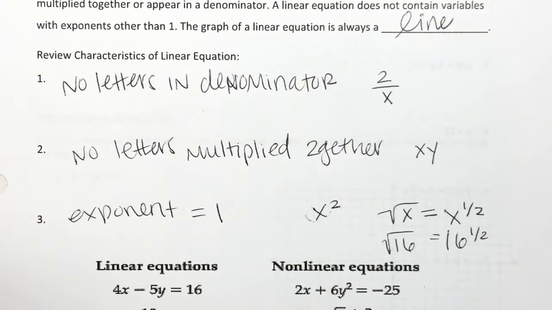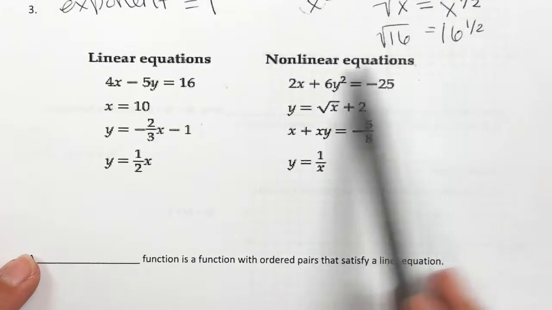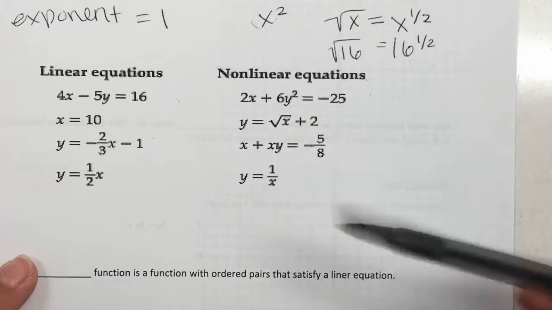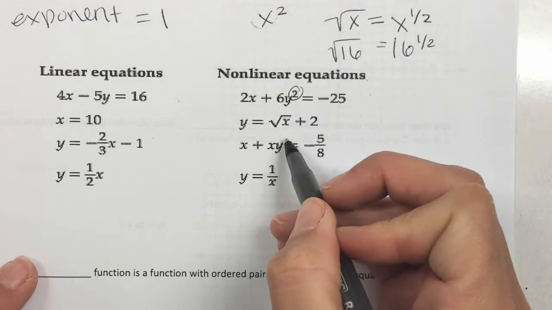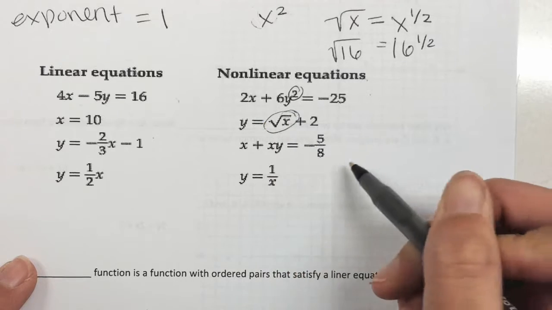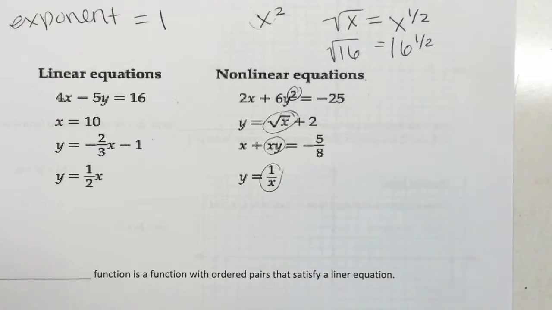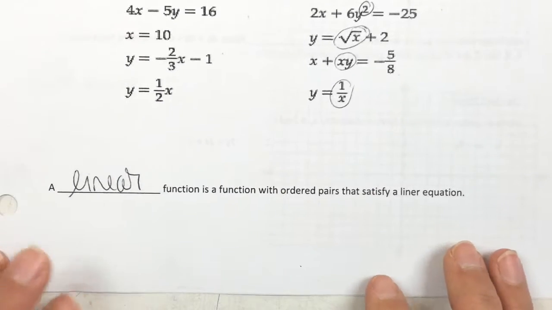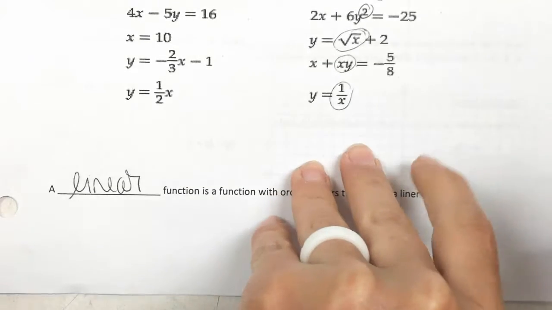Yep. Alright. So here's some example of linear equations. Here's some example of nonlinear. Just quickly, let's talk about why this is not linear. Good. It has an exponent of 2. What makes this not linear? Good. The square root. This one? X and y. And this one? 1 over x. Good. Alright, so again, a linear function, that's in this last blank, is a function with ordered pairs that satisfy a linear equation. Alright, so flip it over.